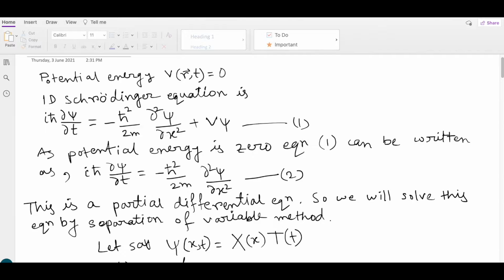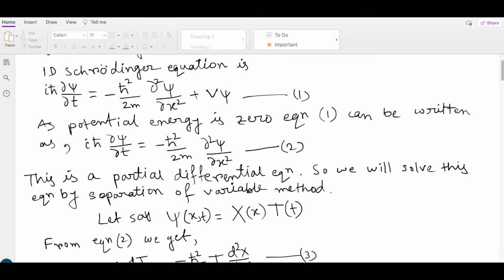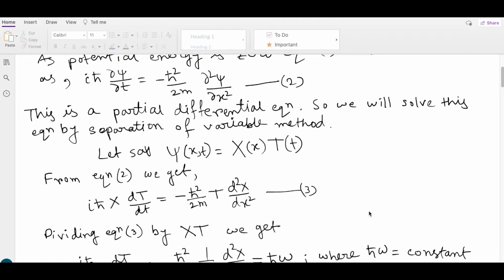The Schrodinger equation in one dimension is iħ ∂ψ/∂t = -ħ²/2m ∂²ψ/∂x² + Vψ, where V is the potential energy. As the potential energy is 0, from equation 1 we can write iħ ∂ψ/∂t = -ħ²/2m ∂²ψ/∂x². This is a partial differential equation, and the best method to solve it is separation of variables, and we are doing the same here.